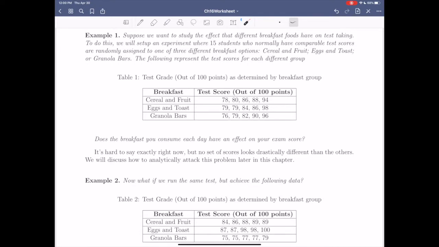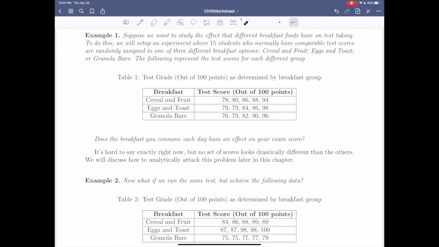And so this is the test that we're going to run. We've randomly assigned each student to a certain group, and there's going to be 5 students in each group. So 5 students that have cereal, 5 students that have eggs, and 5 students that have granola bars. And then we go back and we look at their test scores.